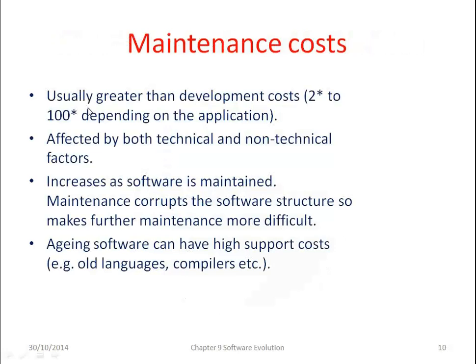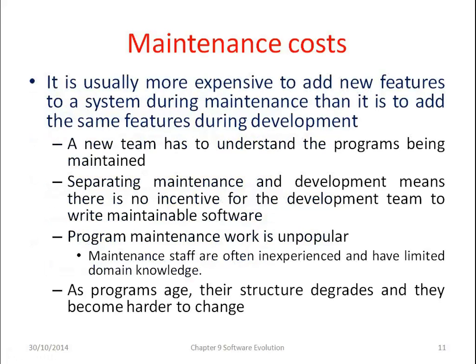Maintenance cost is usually greater than development cost, two to one hundred times, depending on the application. It is affected by both technical and non-technical factors, and increases as software is maintained. Maintenance corrupts the software structure, which makes further maintenance more difficult. Aging software can have high support costs, with old languages, compilers, etc. It is usually more expensive to add new features to a system during maintenance.